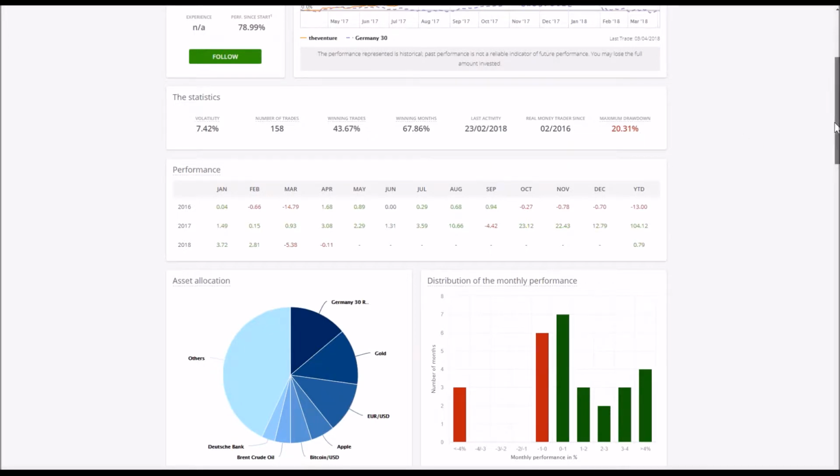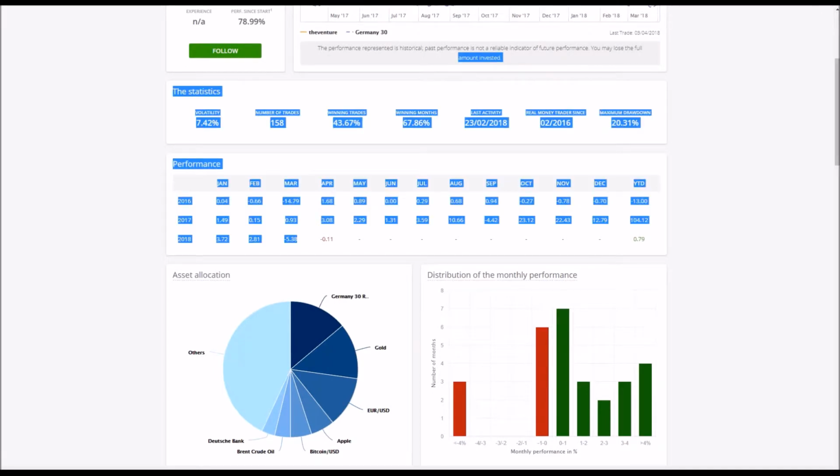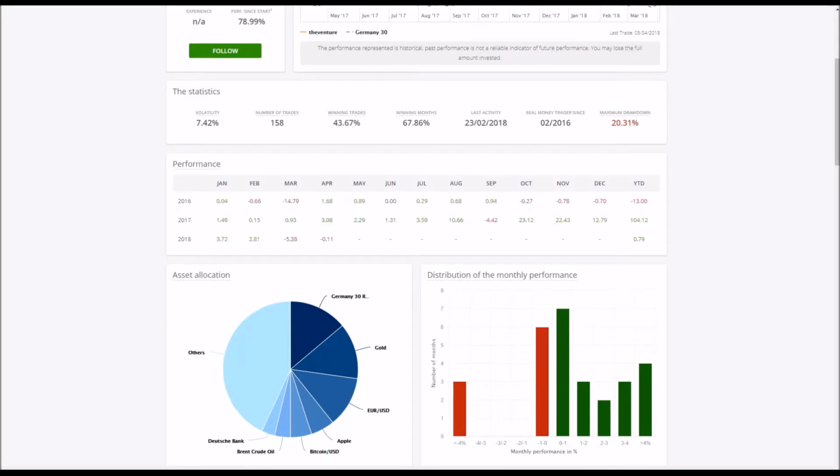So let's take a look at the numbers. And this for me, performance is really critical down here. So this breaks it down month by month and annually as well, assuming we've got that long a track record. So 2016 was a bit of a non-year really in terms of performance. It was this month that did the damage.